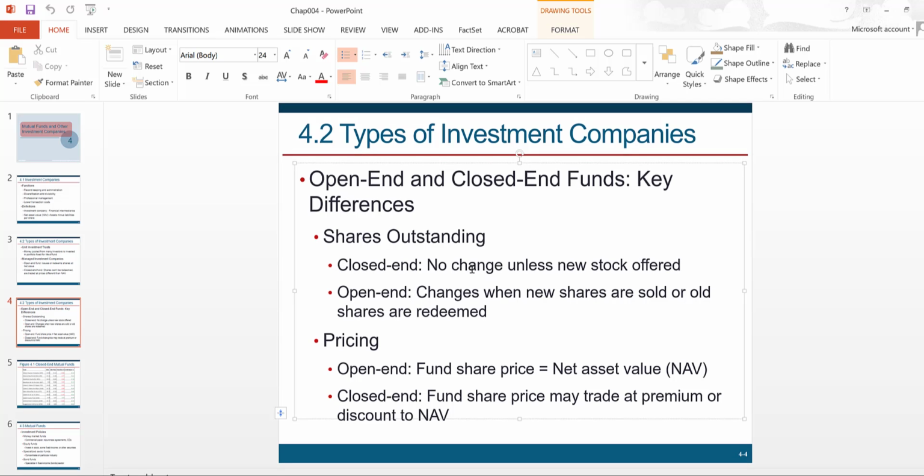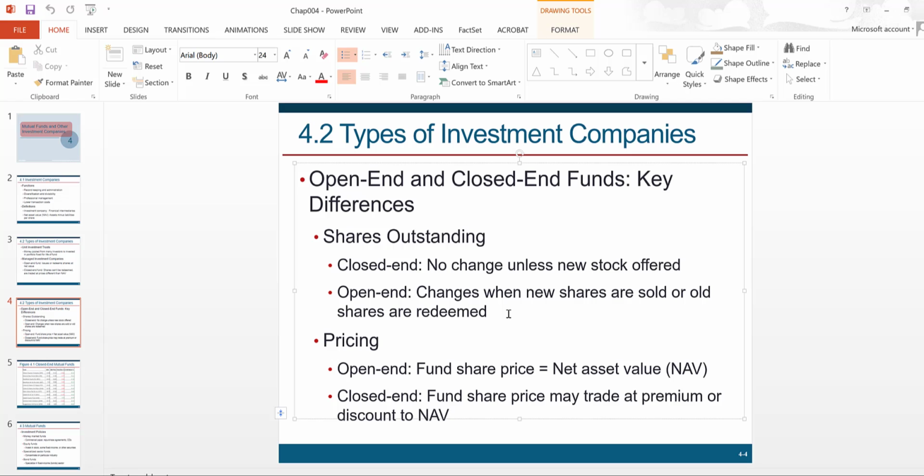So they have a ticker symbol, and you can go to your brokerage, put in the ticker symbol, and you will see the bid and ask price. And so closed-end funds are bought and sold at the market price, just like shares of individual stocks. Open-end funds are mutual funds.